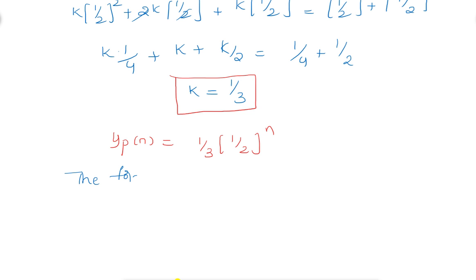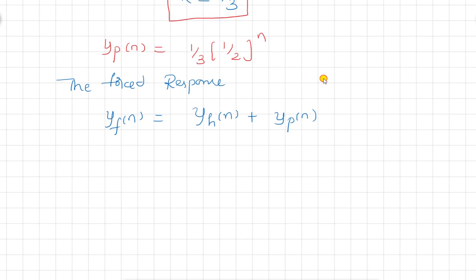So after finding the particular solution, now we need to find out the forced response. The forced response y of n is equivalent to the homogeneous solution yh of n plus yp of n. So this is one more important step to determine the forced response.